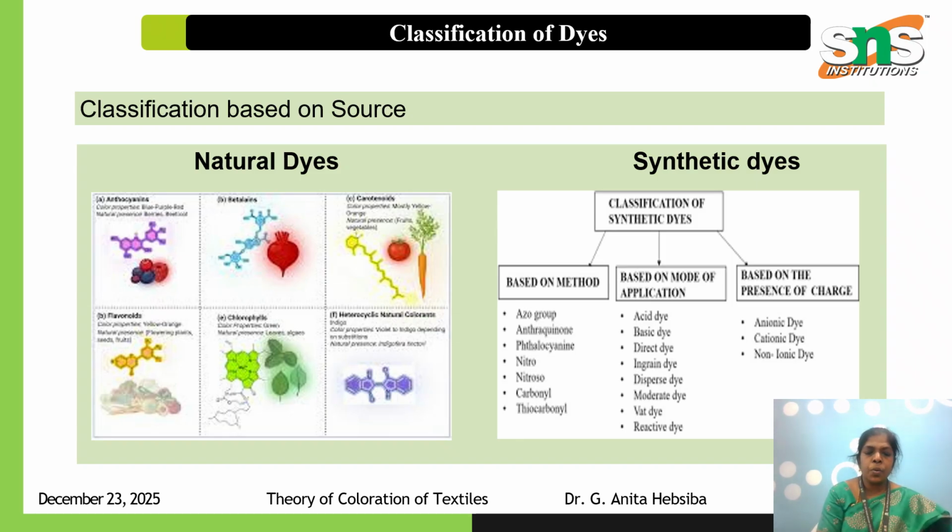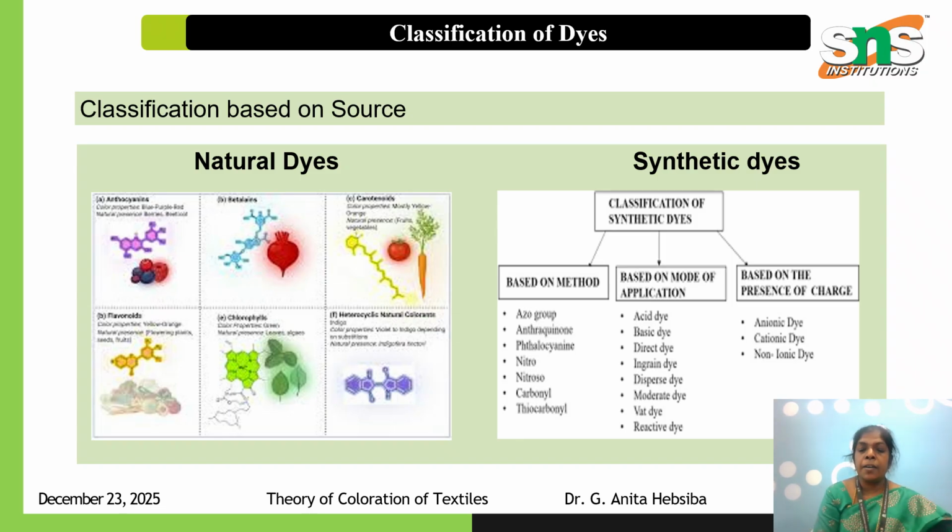So here you have the classification of dyes into natural dyes and synthetic dyes. Natural dyes, as we know, turmeric is a very good natural dye, and then flavonoids and chlorophyll are all very good natural dyes. They can be part of a plant or an animal. In the case of a plant, it can be a root or a fruit, etc., or the rind, in the case of pomegranate, etc.